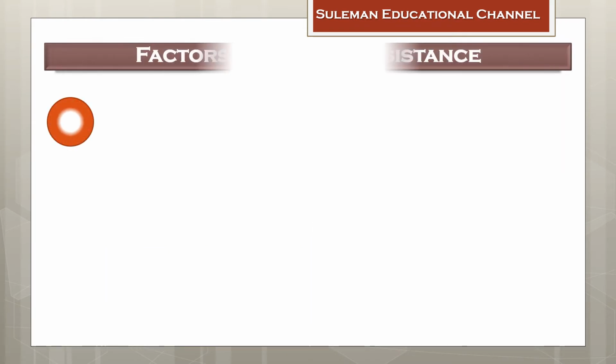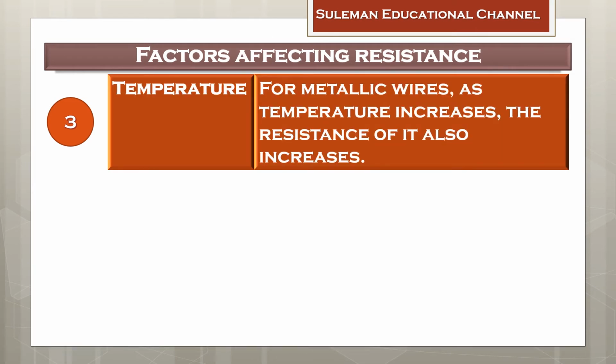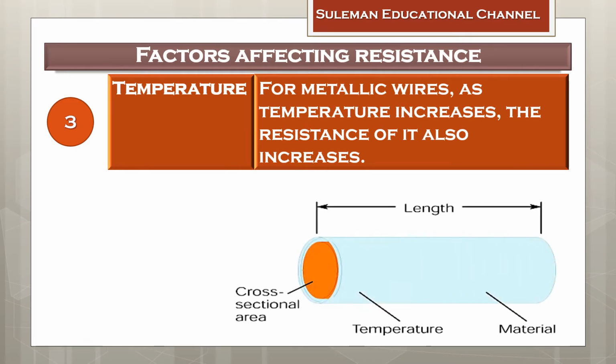The third factor that affects the resistance is the temperature. For metallic wires, as temperature increases, the resistance also increases. If the temperature is reduced, the resistance would also reduce. So keep in mind that the other factors should remain constant. Temperature increases, so the resistance also increases. Temperature reduces, the resistance also decreases.